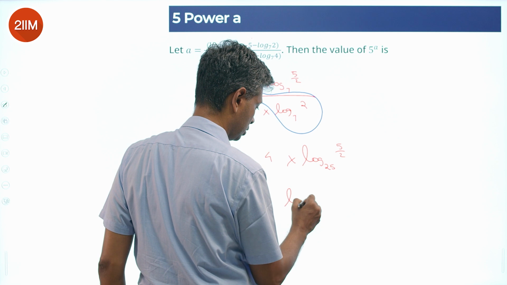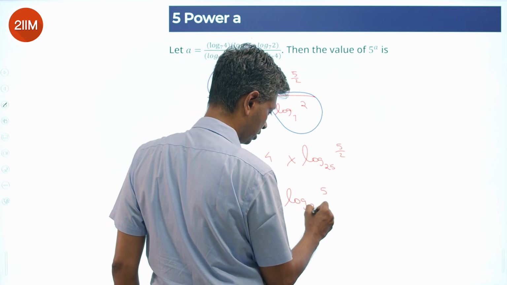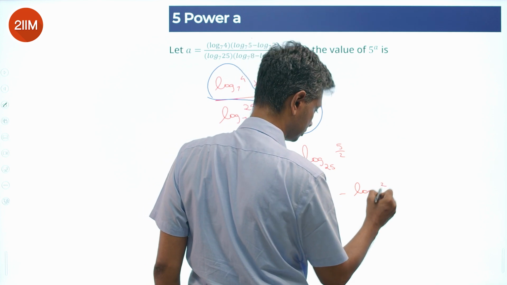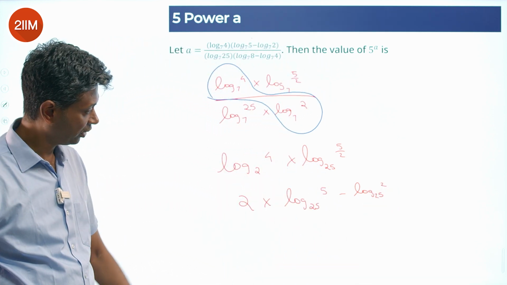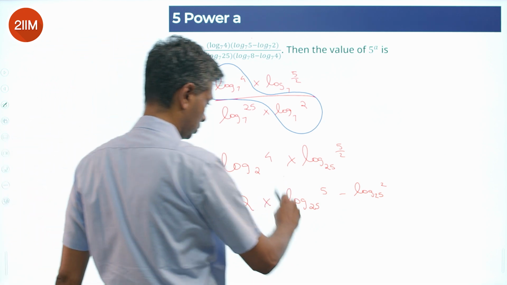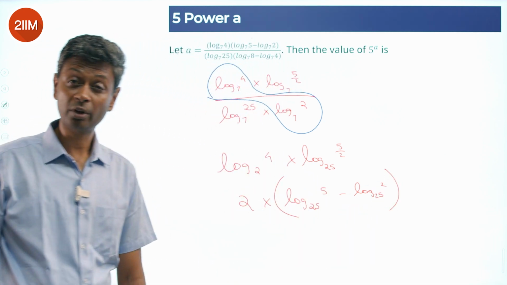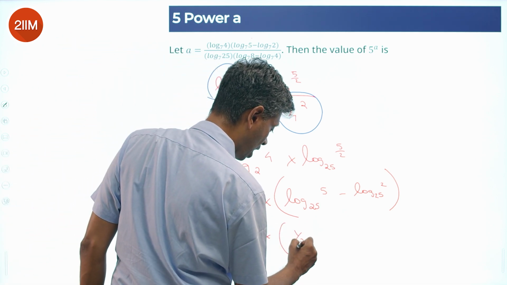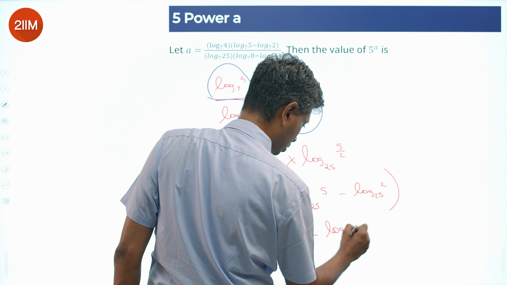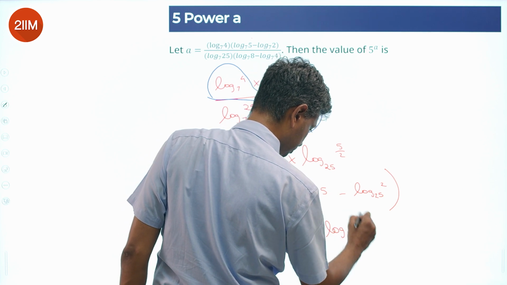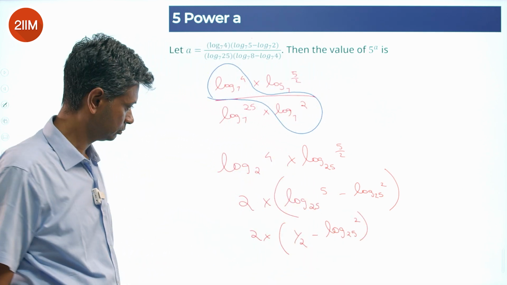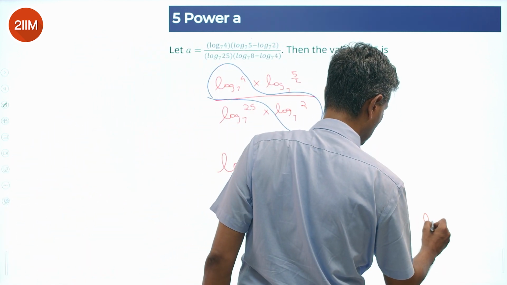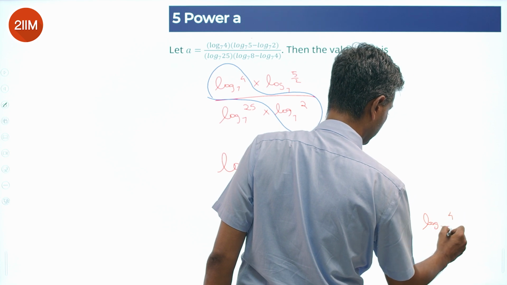into log 5 to the base 25 minus log 2 to the base 25. Log 5 to the base 25 is half, so 2 times half minus log 2 to the base 25, 1 minus log 4 to the base 25.